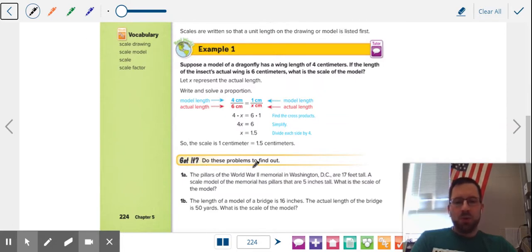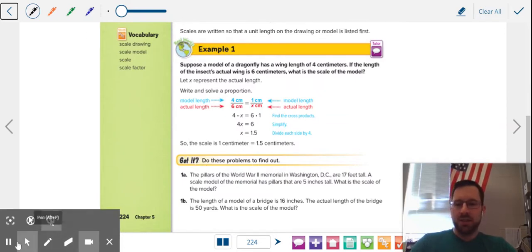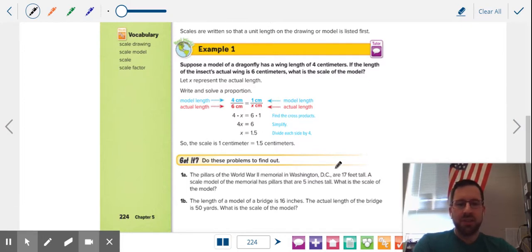We have the pillars of the World War II Memorial in Washington, D.C. They are 17 feet tall. A scale model of the memorial has pillars that are 5 inches tall. What is the scale of the model?